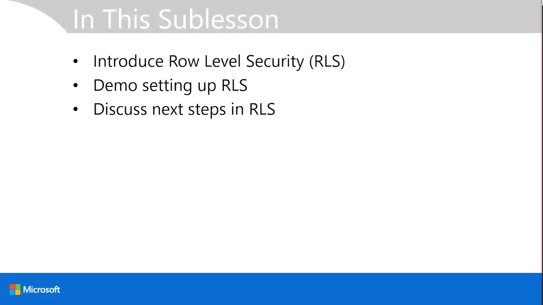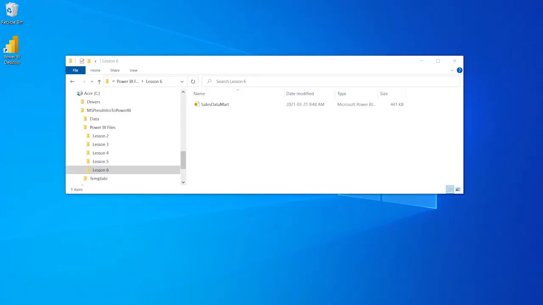In this sublesson, we're going to introduce row-level security, we're going to demo setting up row-level security, and then we're going to discuss some next steps around row-level security. Okay, so quickly, let's first introduce what row-level security even is and why you'd want to go about using it.